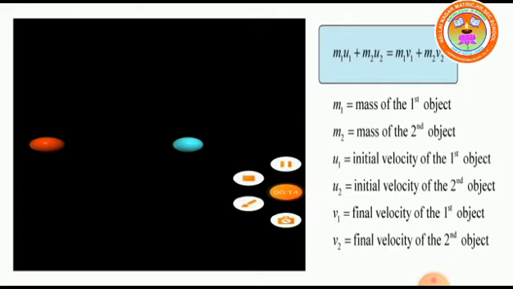So m1 is the mass of the first object, m2 is the mass of the second object, and u1 is the initial velocity of the first object, u2 is the initial velocity of the second object, v1 final velocity of the first object, v2 final velocity of the second object.